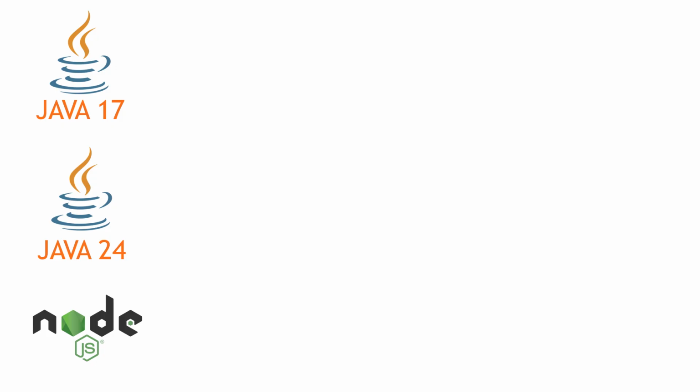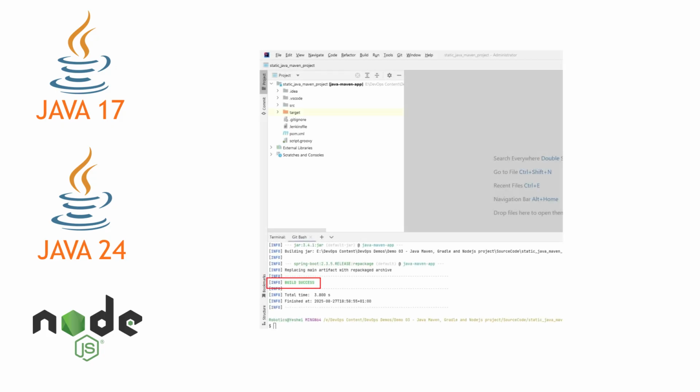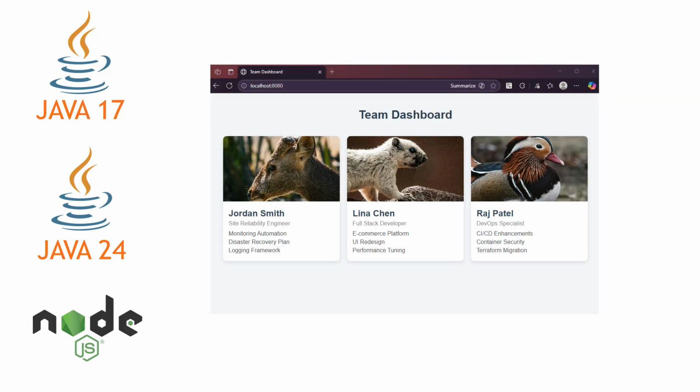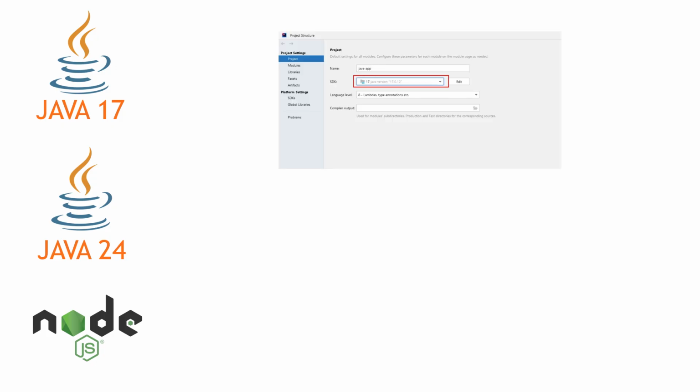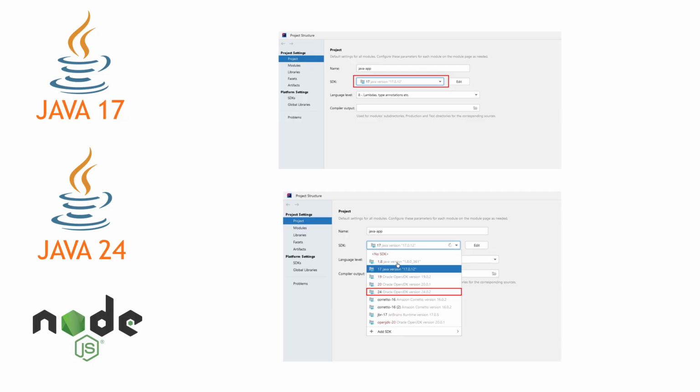After setting everything up, we will build the artifacts and then actually run the generated jar files and open them in the browser to verify that everything works as expected. And finally, I'll show you a neat IntelliJ feature, how you can use different Java versions for different builds. For example, Java 17 for Gradle and Java 24 for Maven, just by going to File, Project Structure, select JDK.